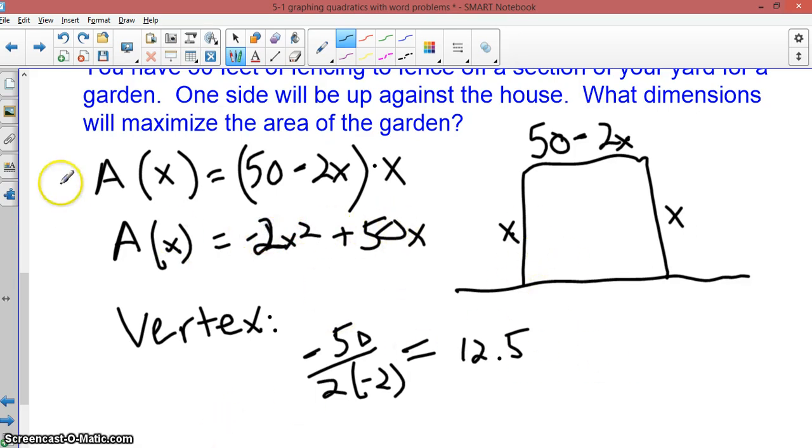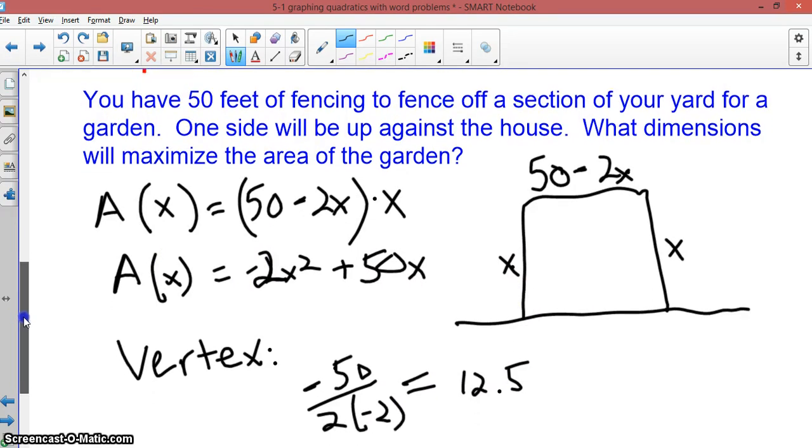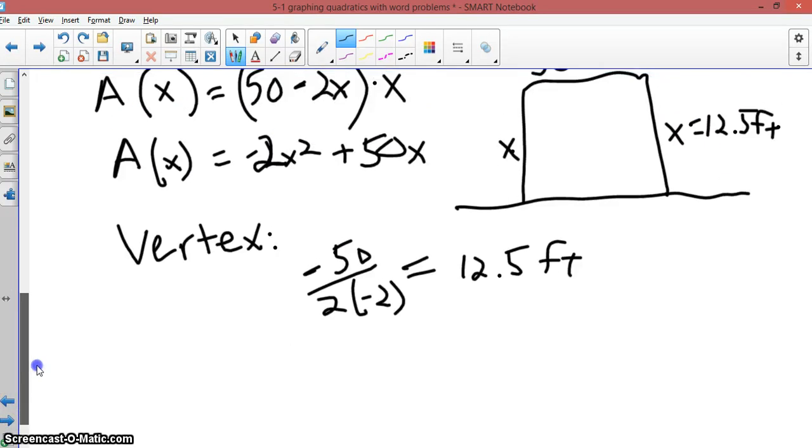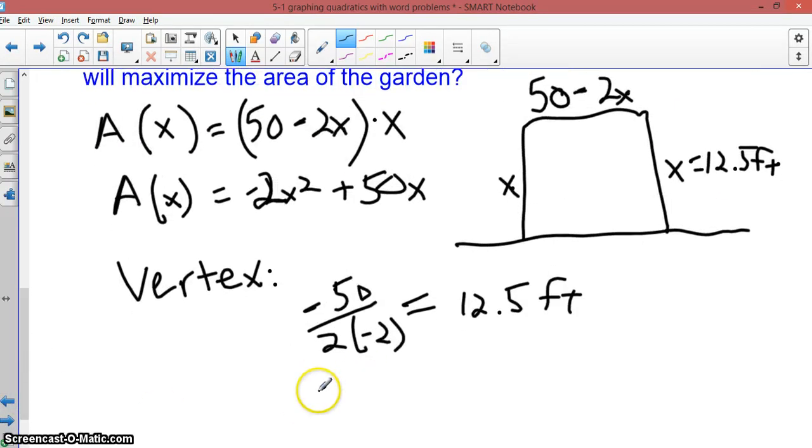So x is 12.5 feet. Now, is this actually what they're asking for in the problem? They want to know what dimensions. Well, yeah, x is 12.5. So there you go. We're halfway there. Well, most of the work, though. If x is 12.5, then the other dimension, okay, hold on.